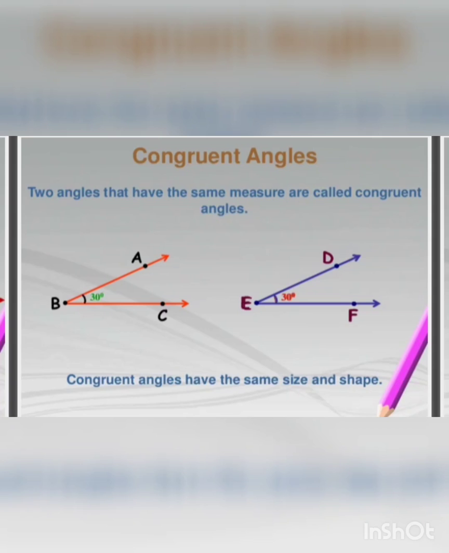Next, congruent angles. Two angles that have the same measure are called congruent angles. Same measure is nothing but same angle. If you see angle ABC, there the measure of the angle is 30 degrees. And we can see the other one, that is angle DEF, that is also 30 degrees. So congruent angles have the same shape and same size. So here these two angles are said to be congruent angles.